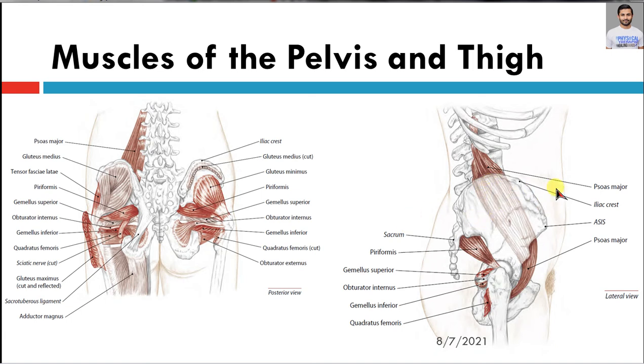And then in this view, you're looking at the psoas major. The psoas minor is not shown over here. The piriformis, the gemellus superior, obturator internus, gemellus inferior, and quadratus femoris muscle can be seen.